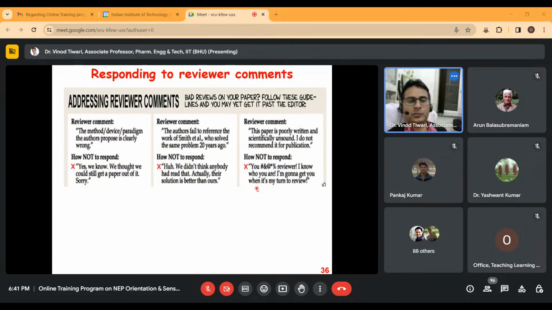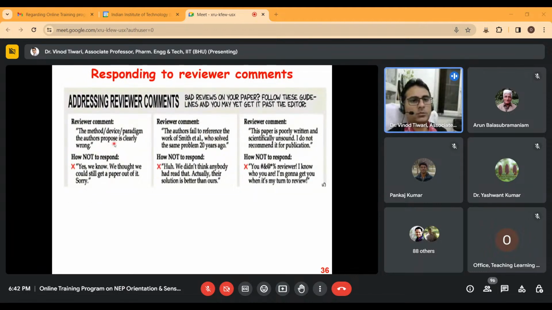If you think what you have done is correct and what the reviewer is pointing out is not, you have a right to rebut it. You have a right to take a stand against it, and you have to convince the reviewer and the editor-in-chief that you are right. But how you respond is very, very important. It's an art.